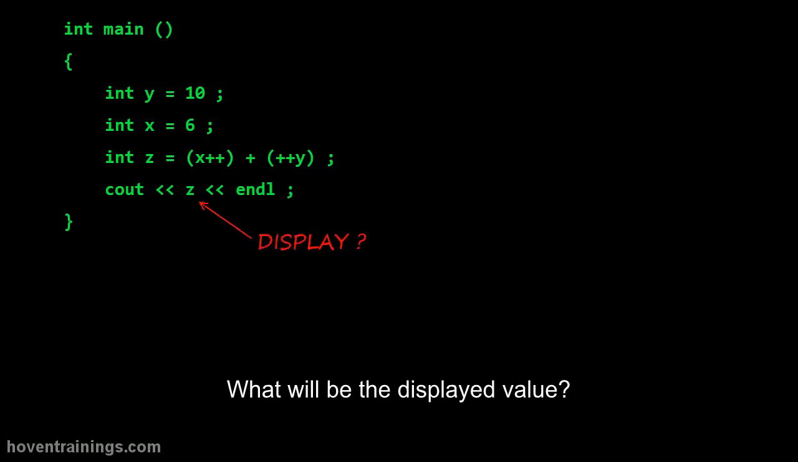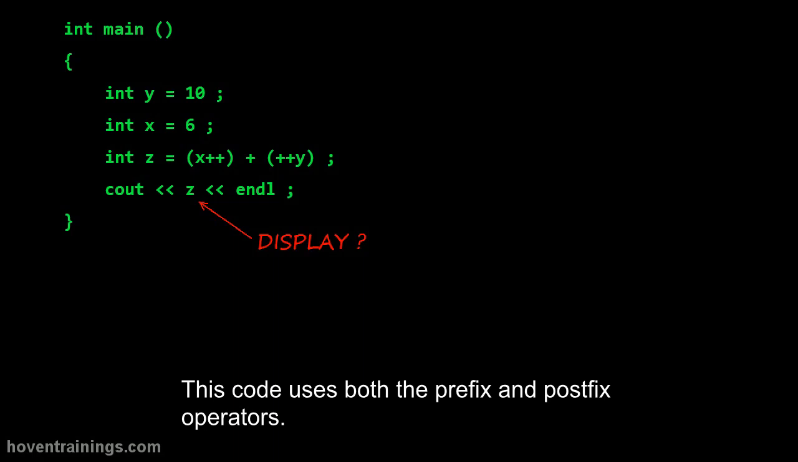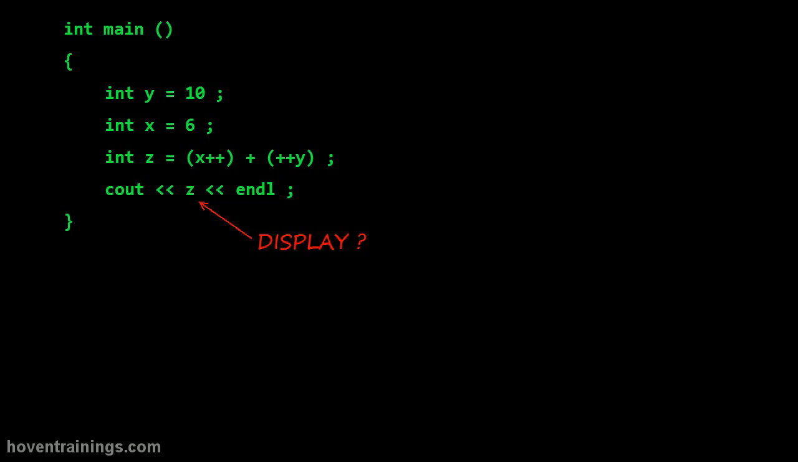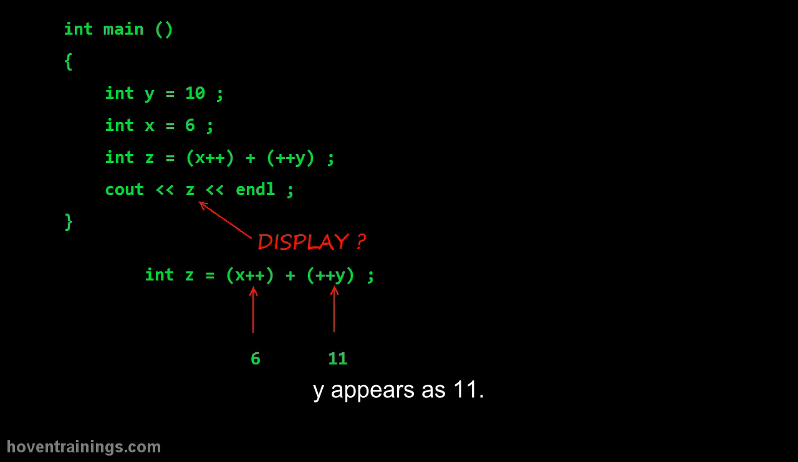What will be the displayed value? This code uses both the prefix and postfix operators. X appears as 6. Y appears as 11. So the output would be 17.